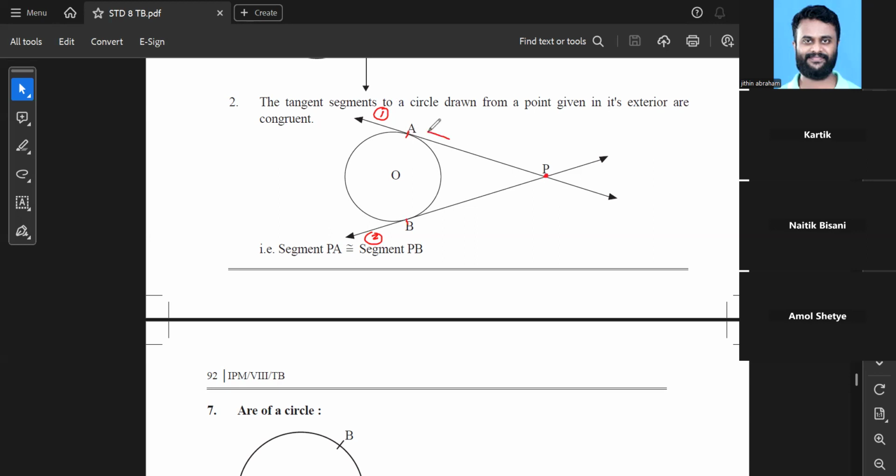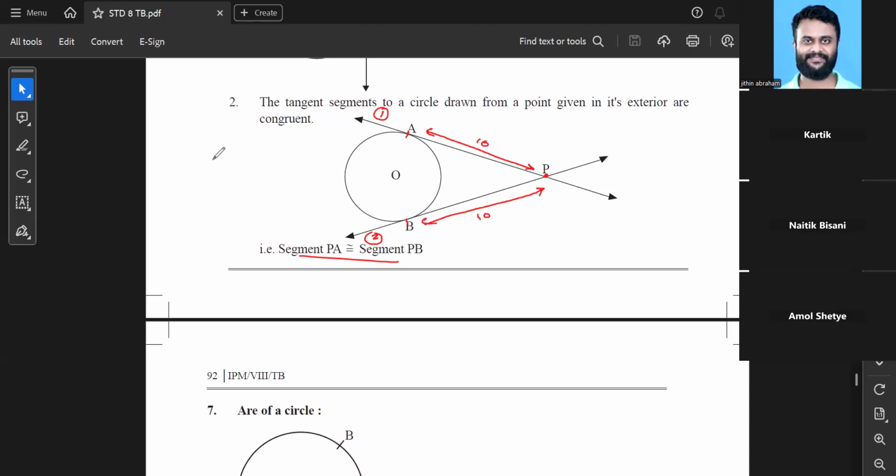Now when you observe the distance PA, let me say, for example, it is 10. And when you measure the distance PB, you see that this is also the same distance. So these two segments, PA and PB, where P is the common point from where both the tangents are drawn, A is the point of contact of the first tangent, and B is the point of contact of the second tangent, both segments are congruent because both will have the same measure. Okay, this is the second property.